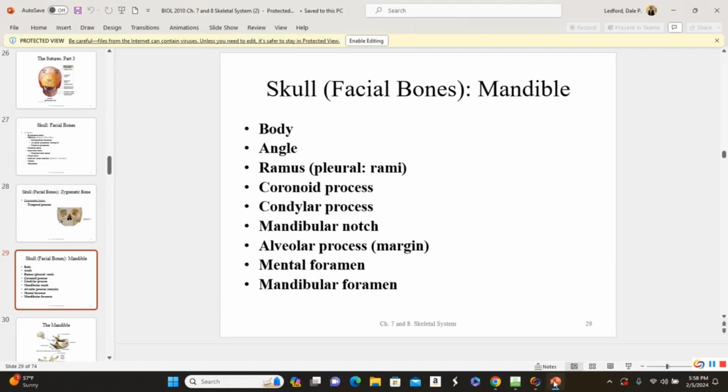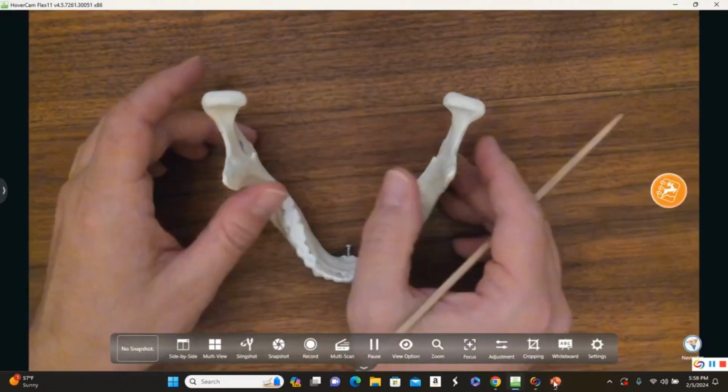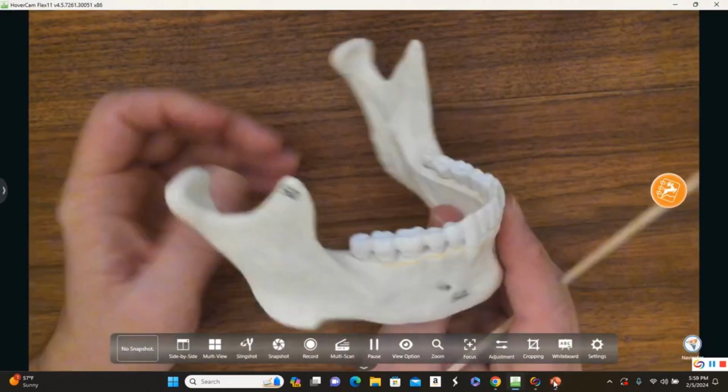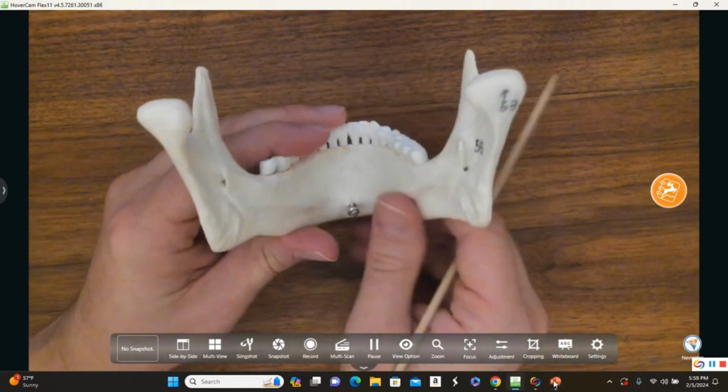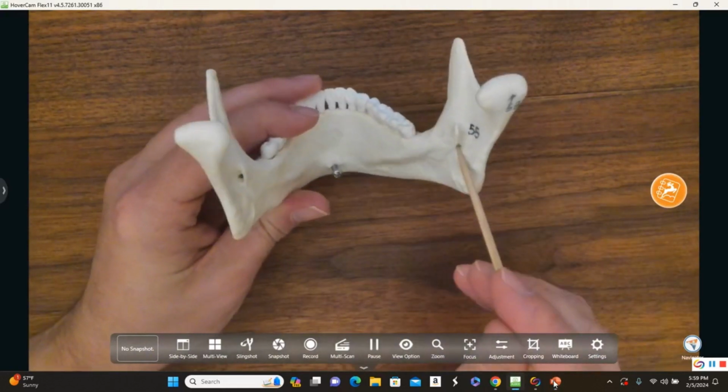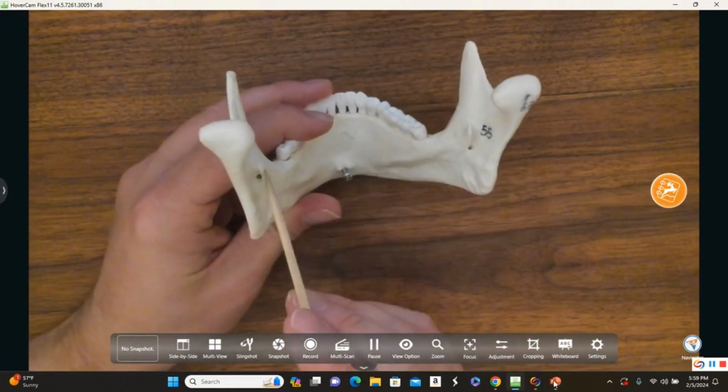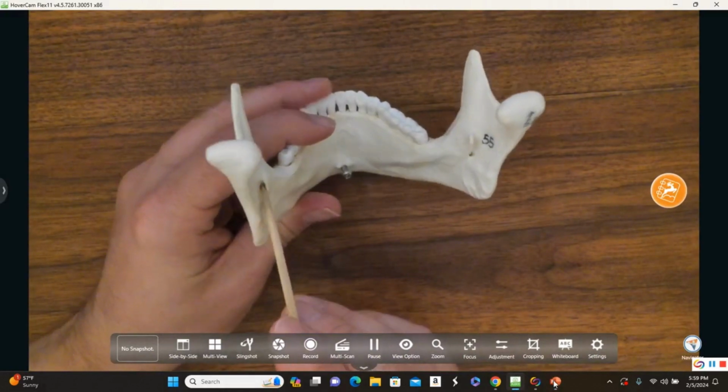Then we have the mandibular foramen. To find those, what we need to do is go to the back of the mandible, rotate to the back, look right here, and we will find them here and here. Those holes.